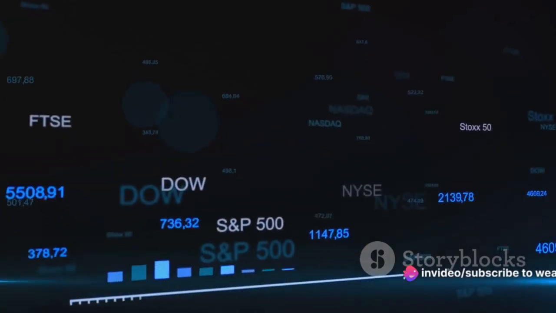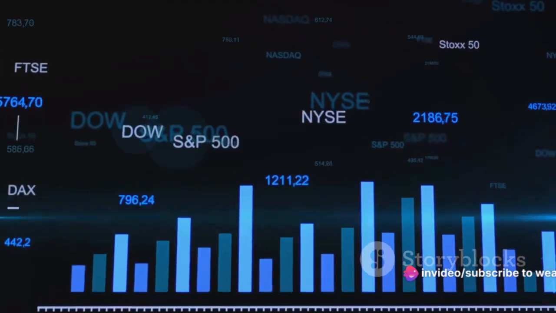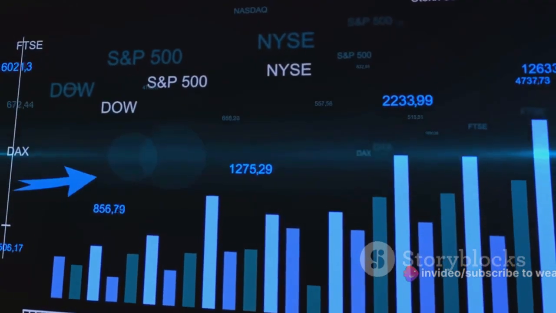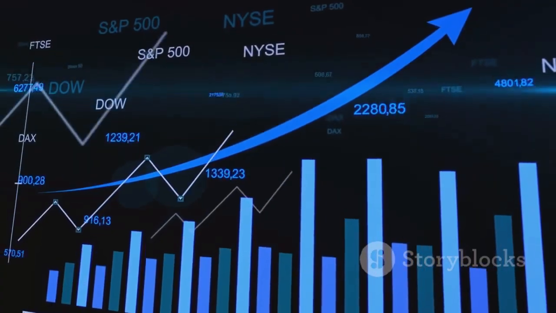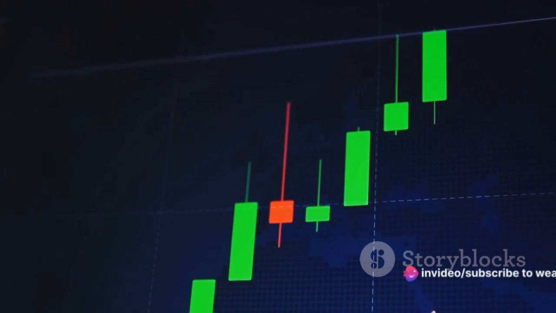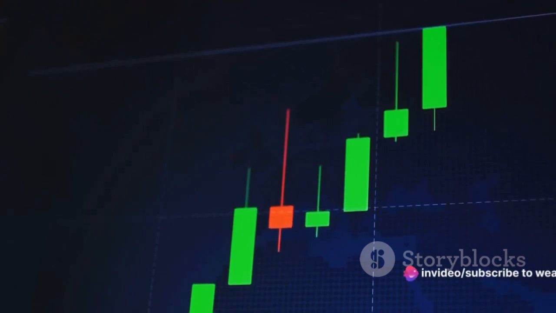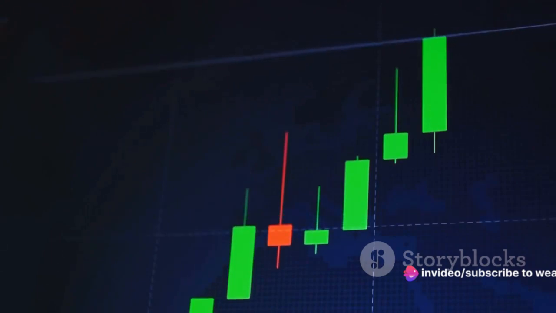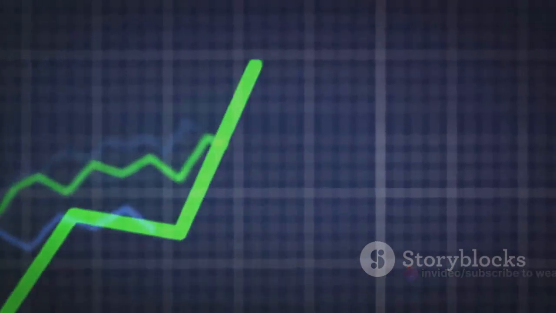Trends are the general direction in which a security or market is moving. They can be upward, downward, or sideways, and their identification is fundamental to technical analysis. They give us a bird's eye view of the market, helping us understand where it's been and, more importantly, where it might be going. Now, how do we identify these trends?